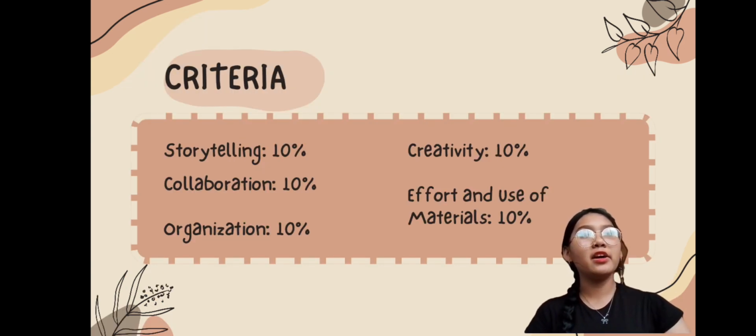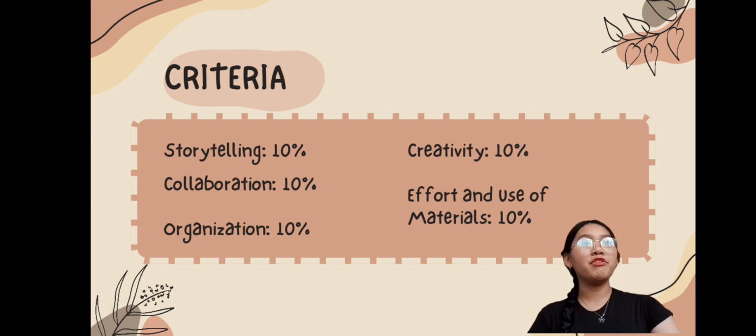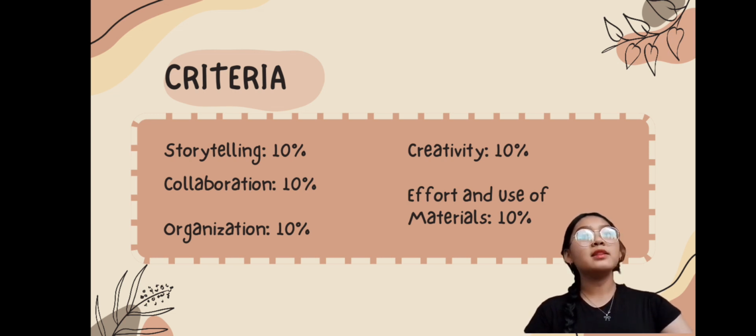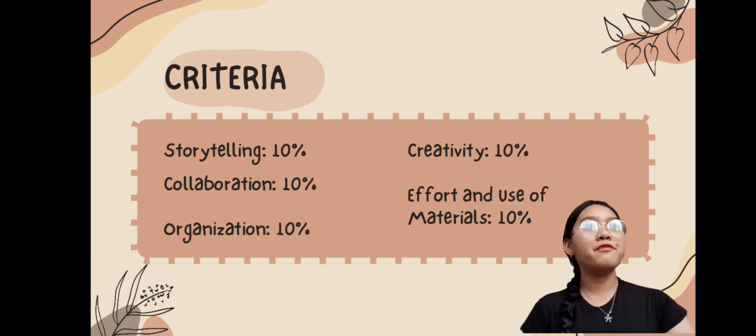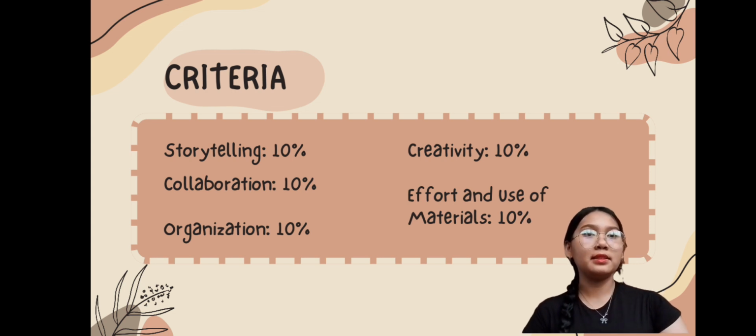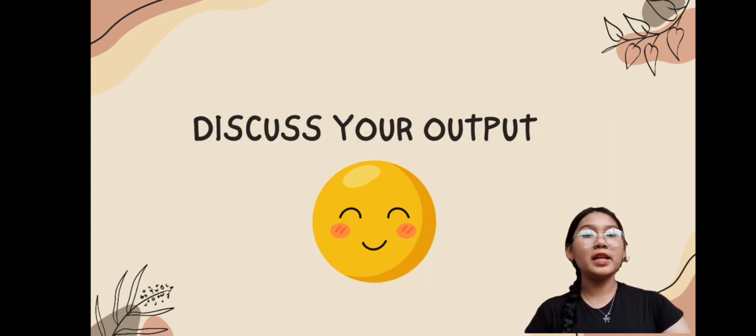So I have here the criteria: the storytelling, 10%, the collaboration, 10%, the organization of the story, 10%, and creativity, 10%, and effort and use of materials, 10%, and this would total 50%. After that, discuss your output.